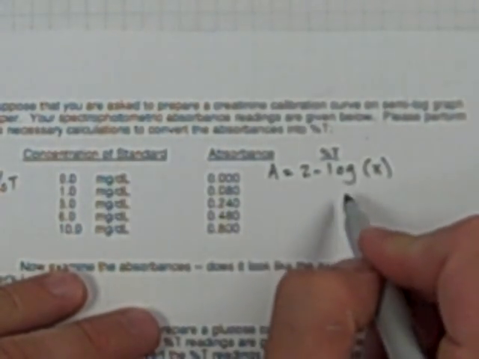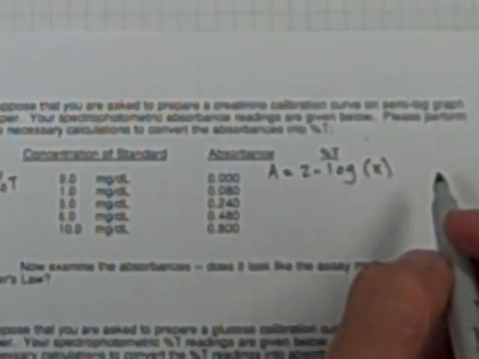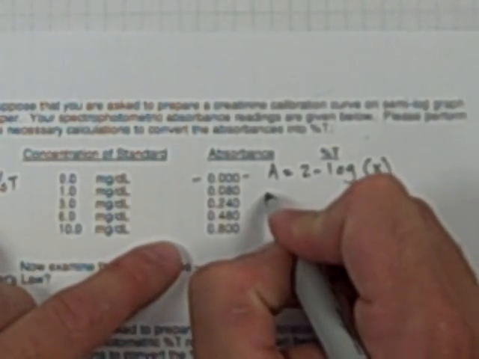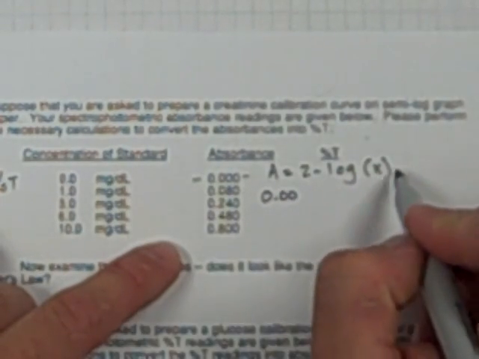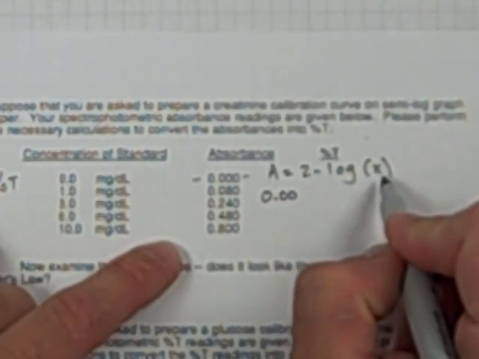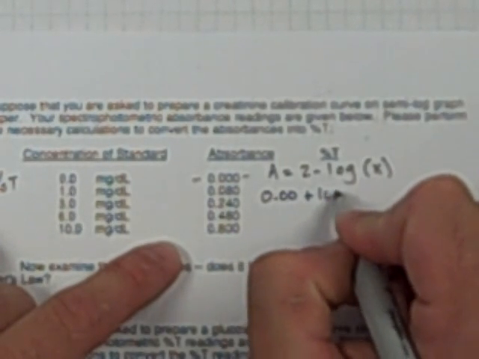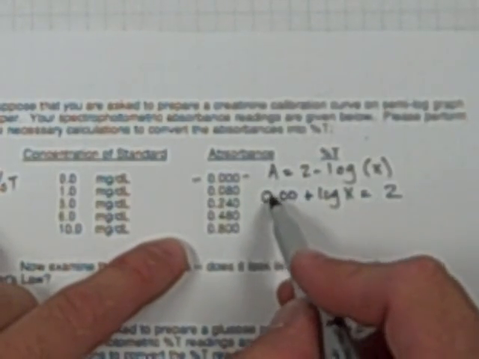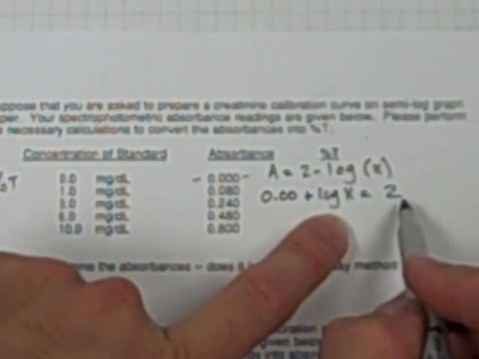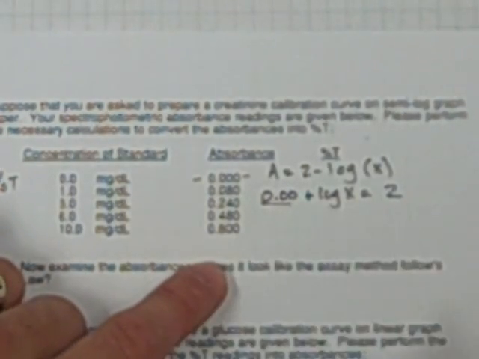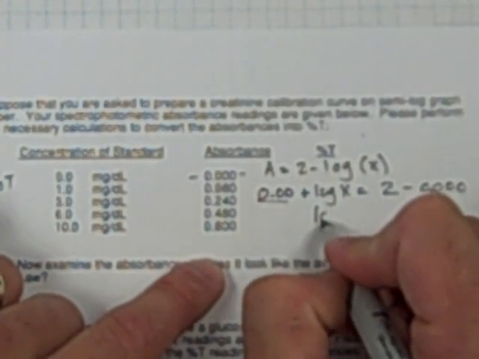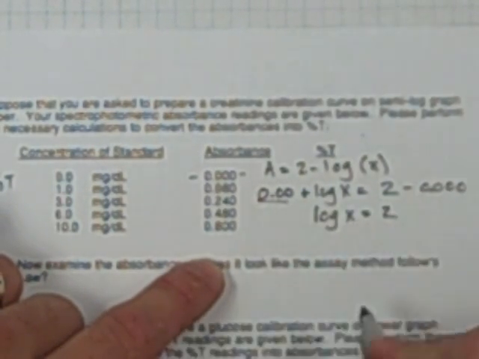So the first step, I don't like negative logs. They don't play very nice. So I need to get rid of that negative log. We're going to work with this first absorbance of 0.00. So I have 0.00, and I've got minus log of x. If I add a log of x to both sides, I've rearranged the equation to say my absorbance of 0 plus log of x is equal to 2. I can subtract away the absorbance of 0.00, and I end up with log of x is equal to 2.